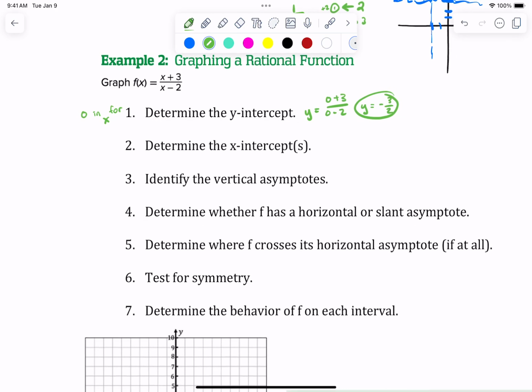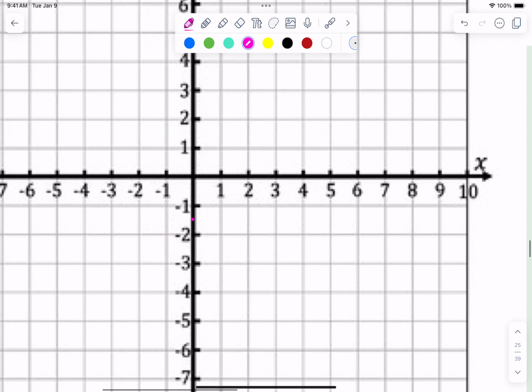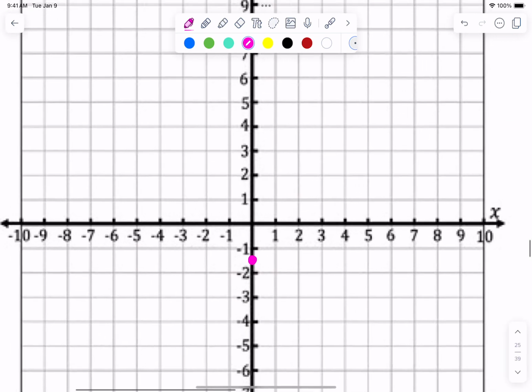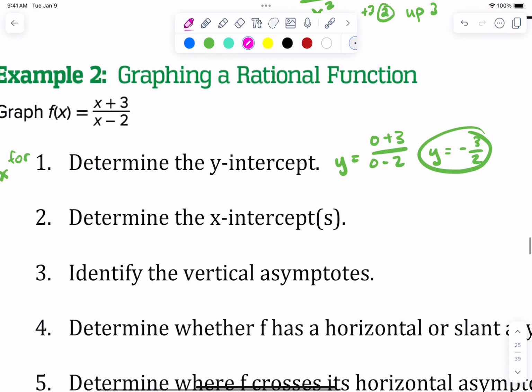Okay, I'm going to go to the y-axis, and I'm going to put -3/2, which is -1.5, and I'm going to put him right here. There's where my y-intercept is, my pink little guy. Okay, you see the little pink dot? Y-intercept, little pink dot, -3/2. That's where he is. Okay?